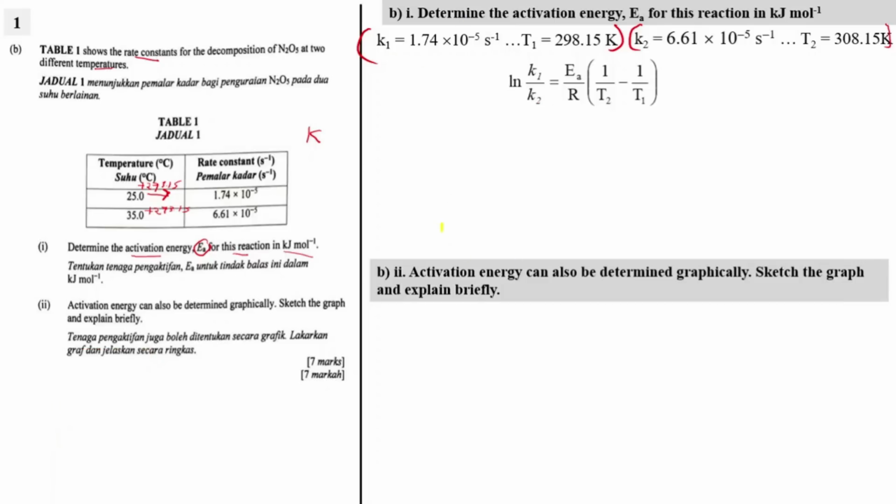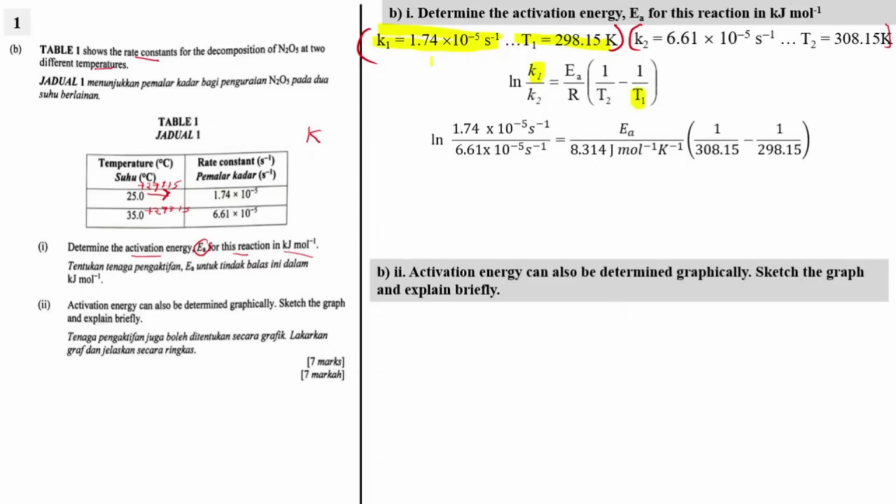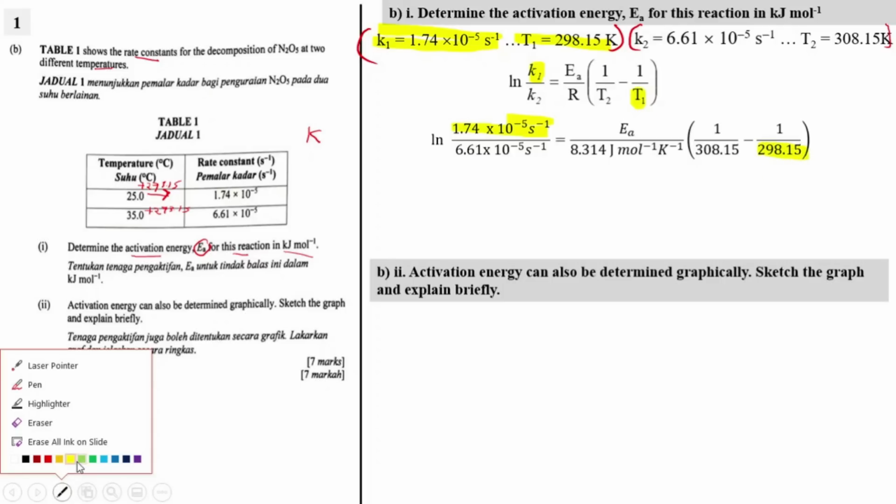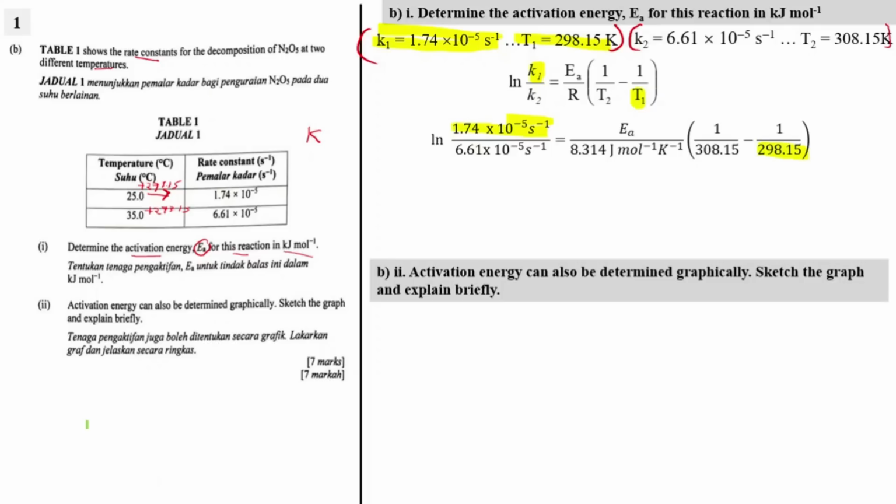So let's say our K1 here, which is denoted in the yellow highlighter. So K1 substitute here and T1 substitute there. Okay, so carefully, K1 is 1.74 times 10 to the power negative 5 per second, and then our T1 is 298.15. Similarly for T2, so let's say our K2 here is 6.61, so here, and then our T2 is 308.15.